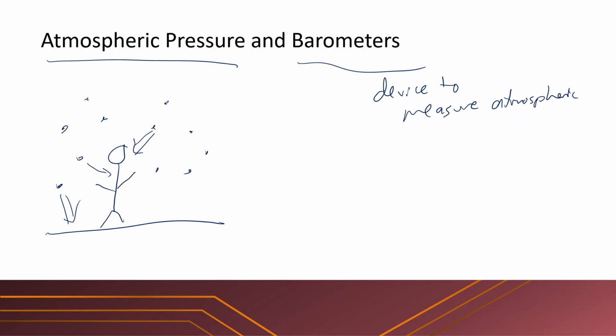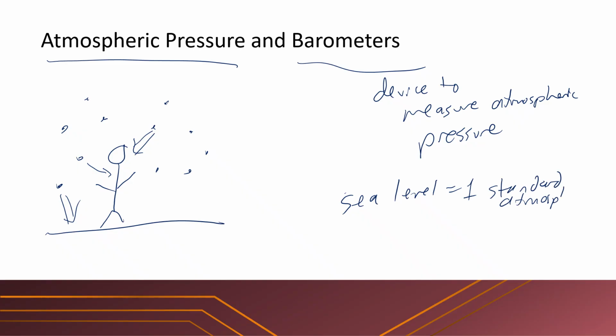And so when we're really close to sea level, we say that atmospheric pressure is very close to 1 standard atmosphere. And a standard atmosphere is abbreviated ATM.